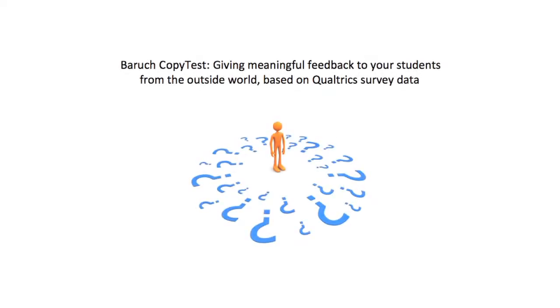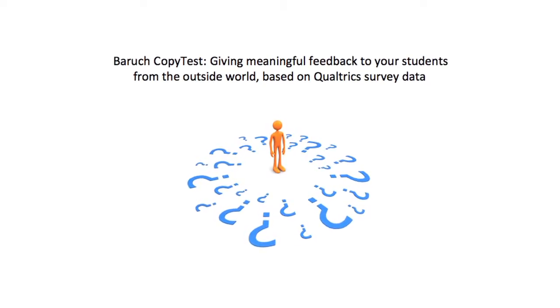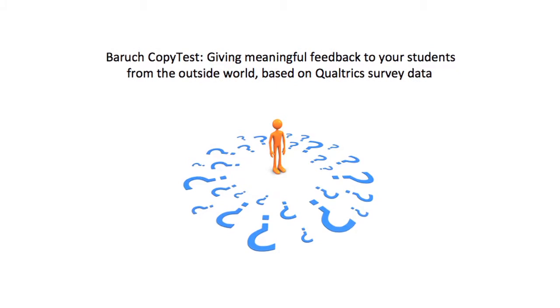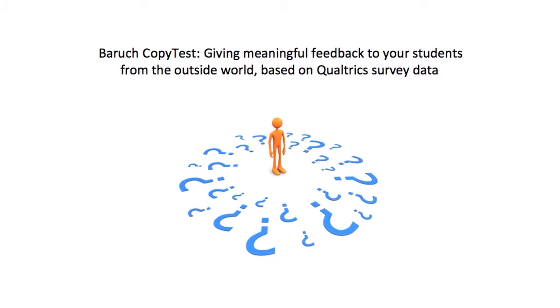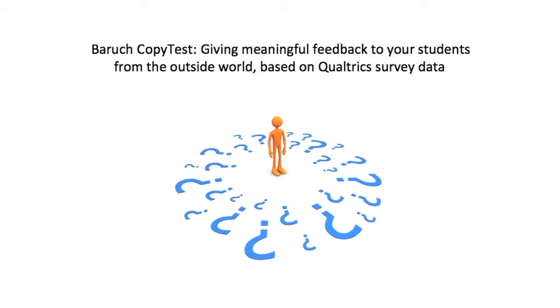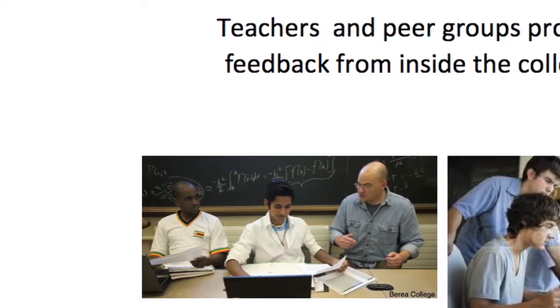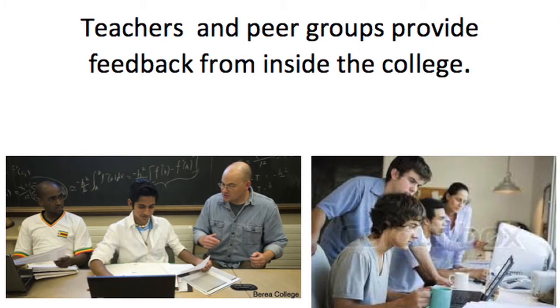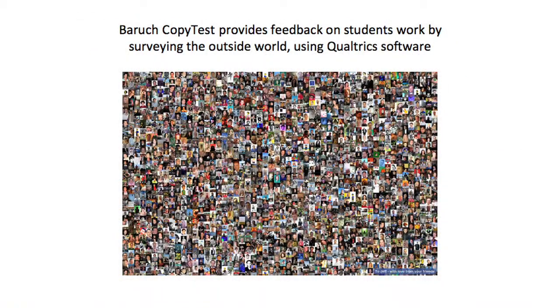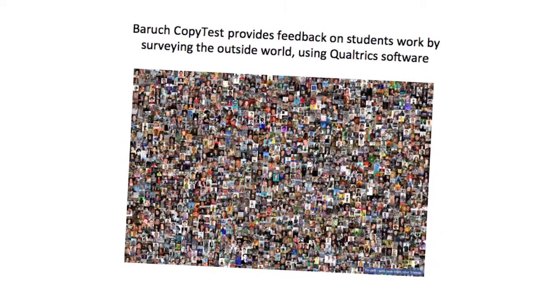Today I'm going to tell you about the Baruch copy test, which is a method that we've developed that gives meaningful feedback to your students on their work from the outside world based on Qualtrics survey data. So everybody wants feedback. We all want feedback. Students especially want feedback. Teachers and peer groups provide feedback from inside the college. Baruch copy test provides feedback on students' work by surveying the outside world using Qualtrics software.